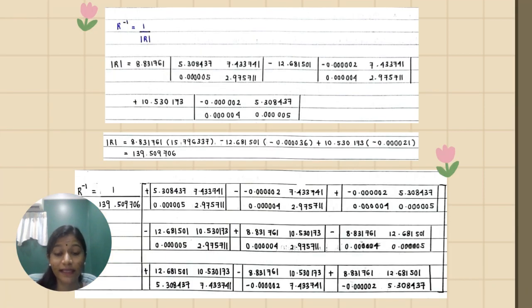Now we are going to find the R inverse. R inverse is equivalent to 1 over the magnitude of R. So first we would like to find the magnitude of R. The magnitude of R is 139.509706.